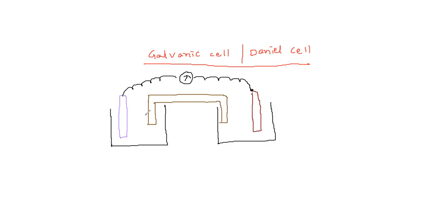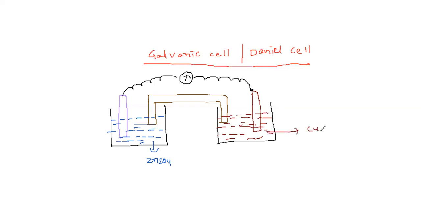Again, here we have to dip the electrode up to the solution. This is an electrolyte solution. Here the electrolyte solution is zinc sulfate, ZnSO4. Here we are taking another electrolyte solution in another chamber. Here also the same thing, the electrolyte solution is copper sulfate. This is a copper rod. This one is a zinc rod.